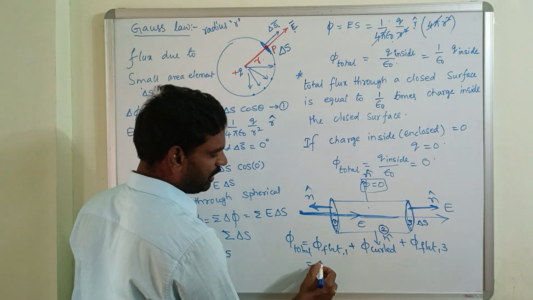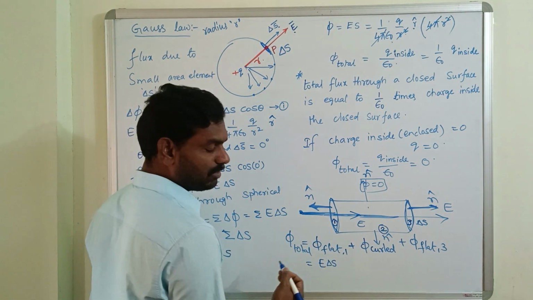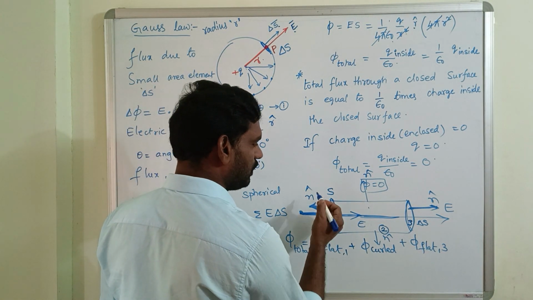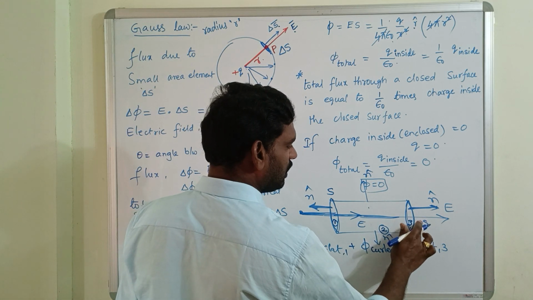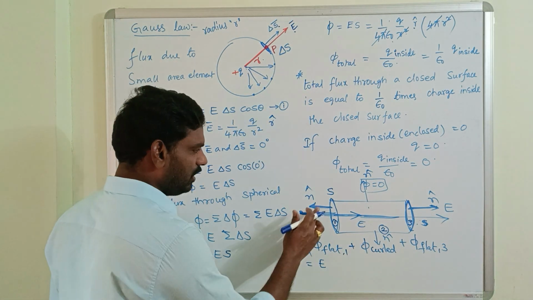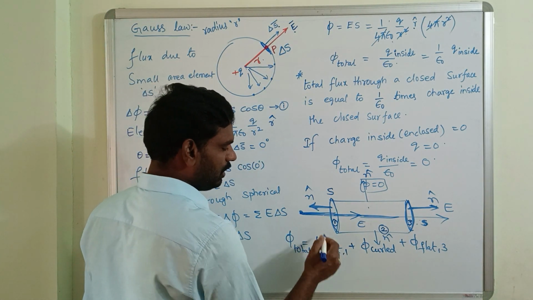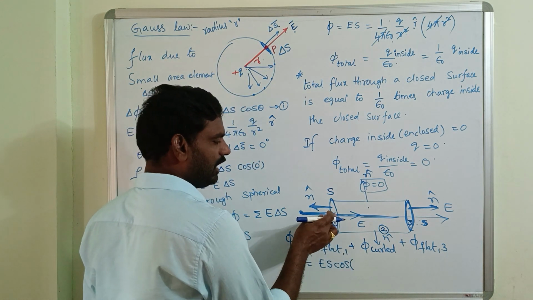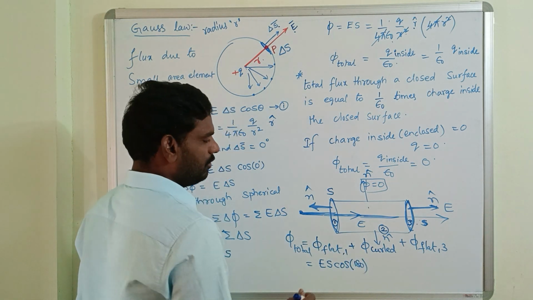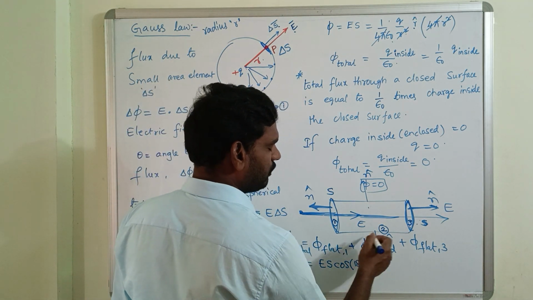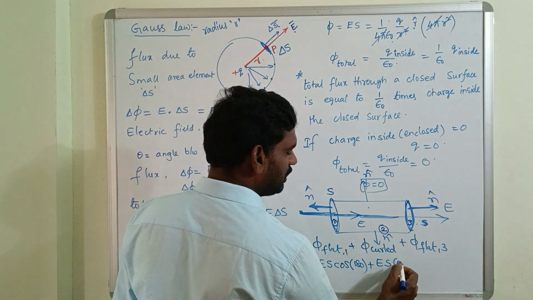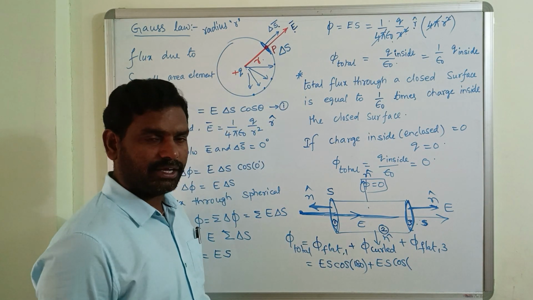ఫ్లక్స్ ఈజ్ నథింగ్ బట్ ఏంటి? ఎలక్ట్రిక్ ఫీల్డ్ EDS, isn't it right? EDS. Let us consider the surface area of this flat one is S, and surface area of this another flat surface is S. Okay, what I am writing is E into S into cos of angle between electric field and area vector 180. Okay, next place curved surface వల్ల ఎలక్ట్రిక్ ఫ్లక్స్ చూద్దాం. E into S into cos of angle between electric field and area vector, isn't it right?